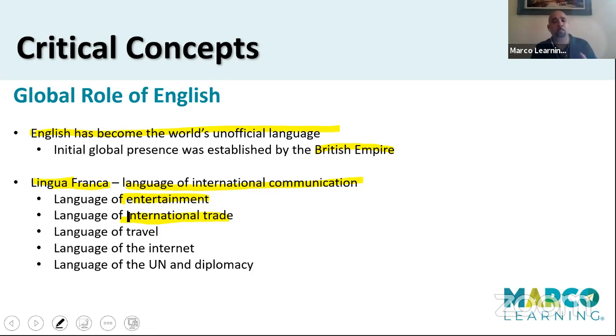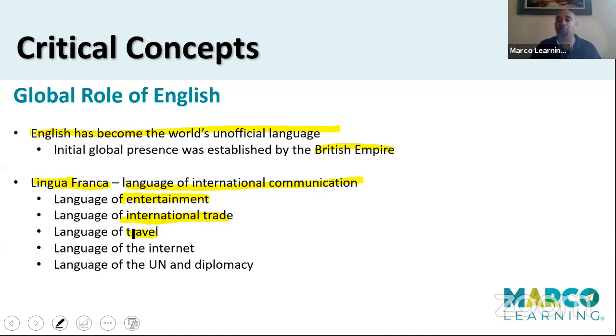The example I always give here, if a company in Japan and a company in Peru want to do business with each other, all right, the Peruvian business leaders are not going to learn Japanese. The Japanese business leaders are not going to learn Spanish. What they'll probably do is conduct all their meetings in English because it's more likely than not that they all speak English. Also, it's the language of travel.